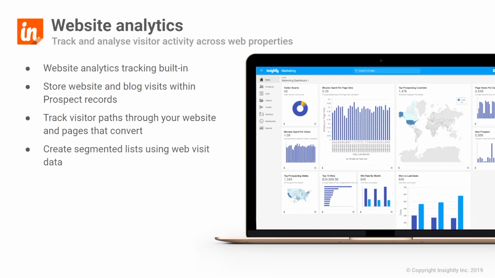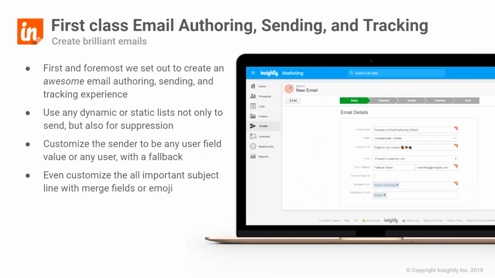So far we've covered how Insightly Marketing is extremely tightly integrated with our Insightly CRM, and we've covered the built-in web analytics, both of which are features that you don't have on the Mailchimp side. One feature that we do have in common with Mailchimp is a very good email composing, sending, tracking, and analytics system. We have to give a shout out to Mailchimp here because they absolutely have the leading email authoring experience, and a lot of Mailchimp customers love that.